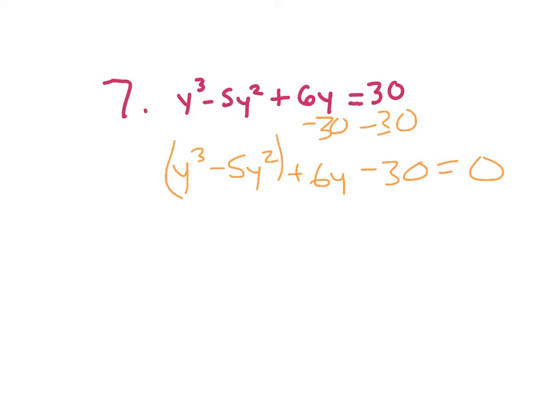Grouping. So group the first two, group the second two. What can we take out of the first two? Y squared. Awesome. Y squared. What are we left with? Y minus 5. What do we take out of the second two?